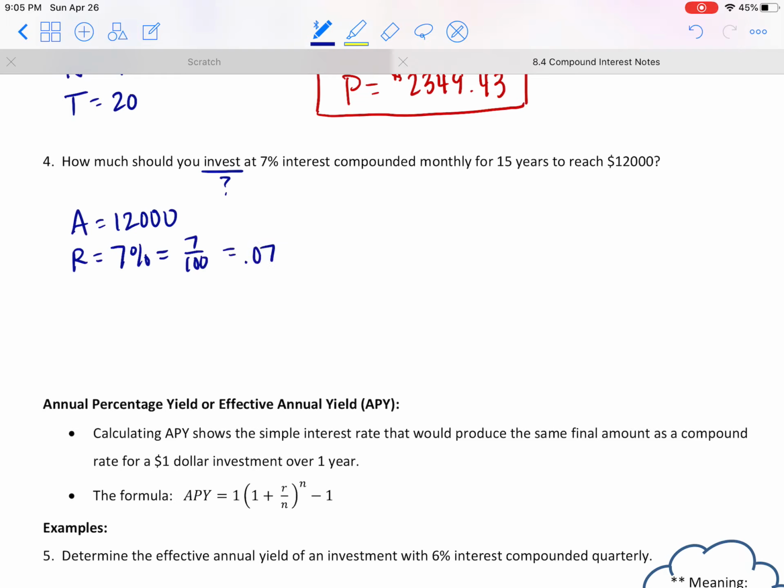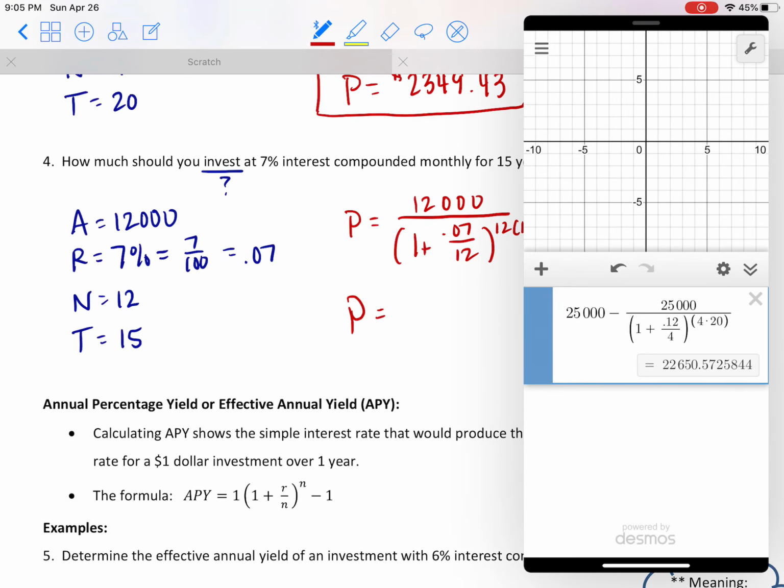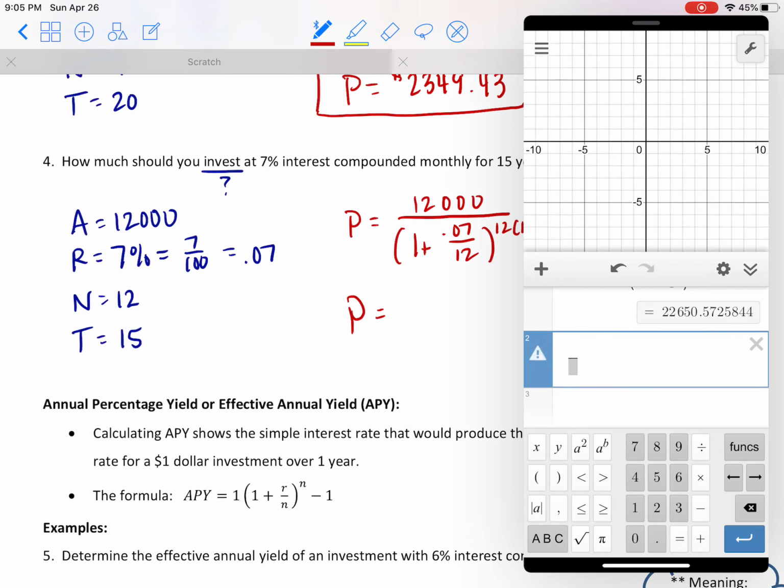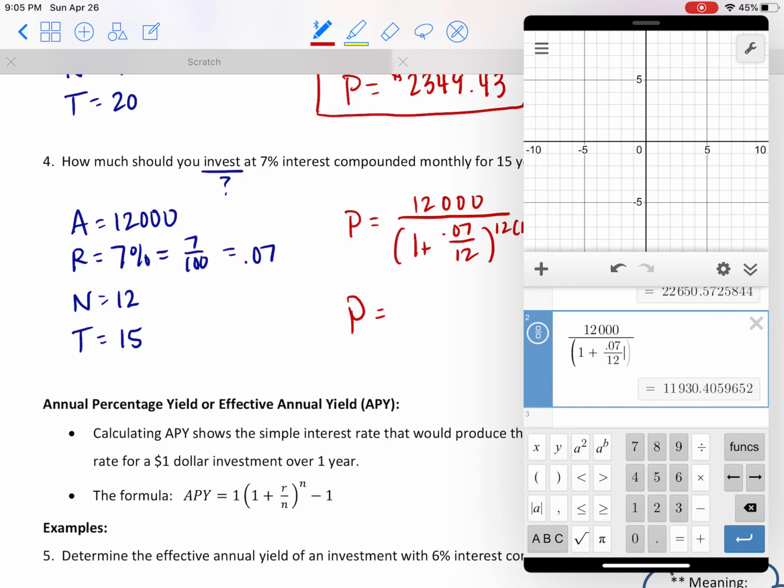Our final amount is $12,000. Our rate is 7%, which is 7 out of 100, or 0.07. And this is compounded monthly, so n is 12 for 15 years, so t is 15. Let's plug it in. So our principal investment, the amount we have to start with to get to that 12,000, is going to be 12,000 divided by 1 plus r over n, so 0.07 over 12, raised to the nt power, so 12 times 15 power. And now, calculator.